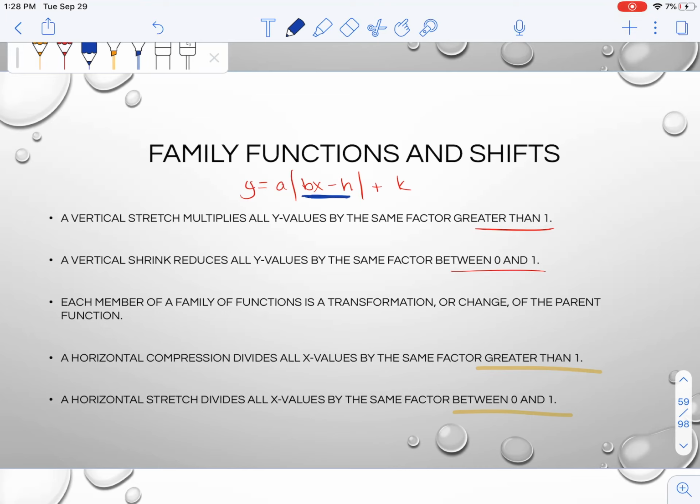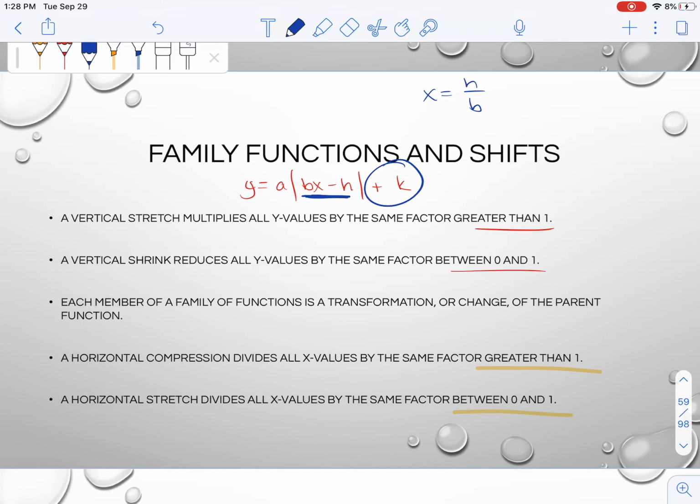Essentially anywhere, if I were to solve whatever that quantity is and get x equals, in this case it would be h over b, this would give me my left or right shift of the particular function, right? Wherever that quantity equals 0, that's where the center of our function is going to occur. This quantity on the outside is going to cause my vertical shift up or down.